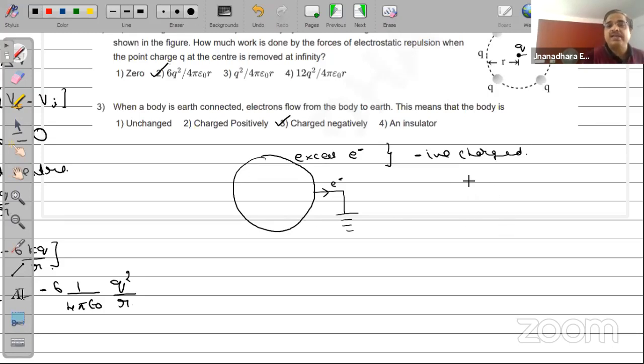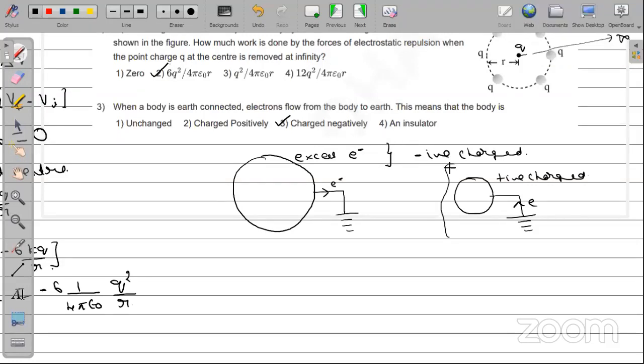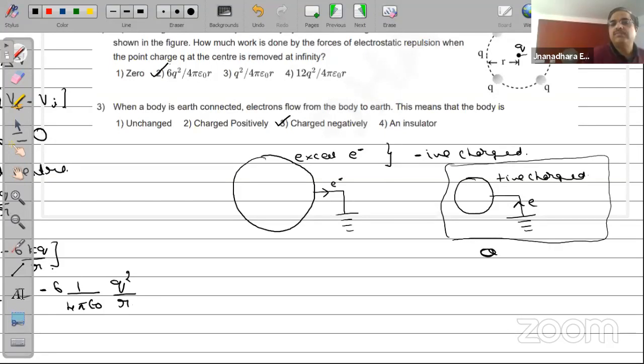If it had been the other way around, where the electrons would go from earth to the body, then the earlier charge basically was positively charged. This also can be for another question. So this is essentially for another case. Okay. If you all are okay with this, I'll go to my next page.